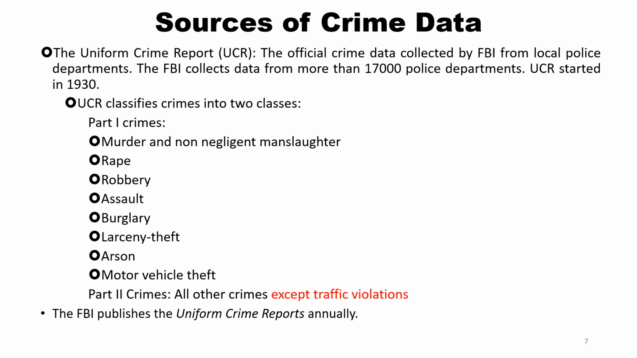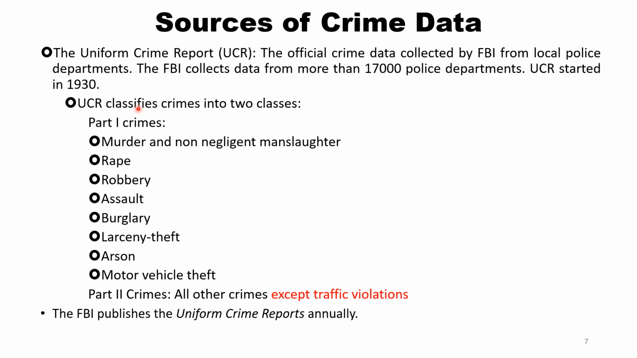UCR, or the Uniform Crime Report, is the data on crimes reported in the different police departments in the United States, which are collected by the FBI. The UCR is structured as Part 1 crimes and Part 2 crimes.